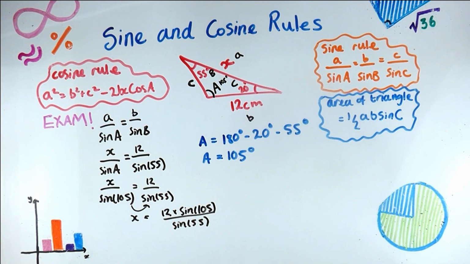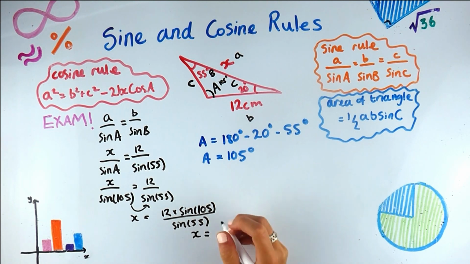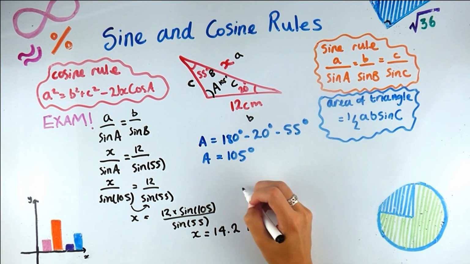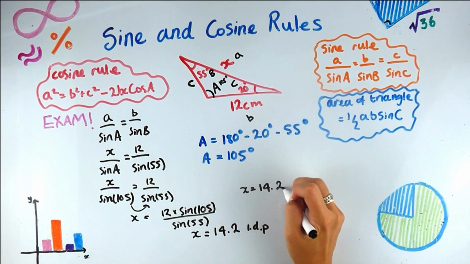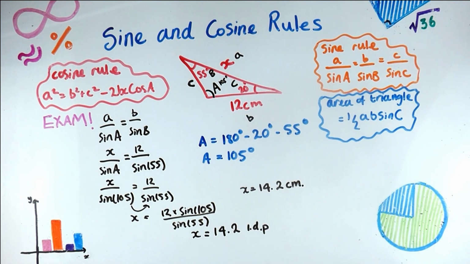I'm going to pop that in my calculator and see what the answer is. The answer I get for x is 14.2 to 1 decimal place. So we know that x is a length though, so I'm going to say don't forget your units. And hopefully you can see that means it isn't too bad, you just substitute into the formula. And we're going to go for a slightly harder one and then move on to the cosine rule.